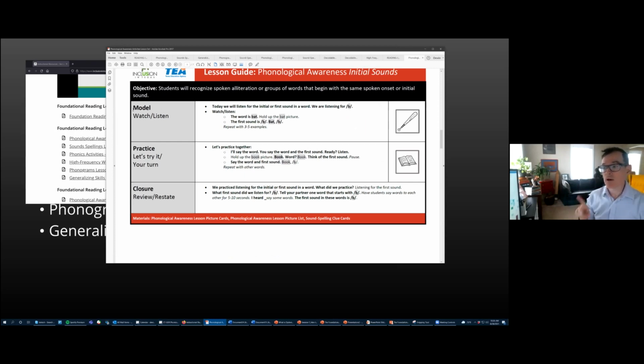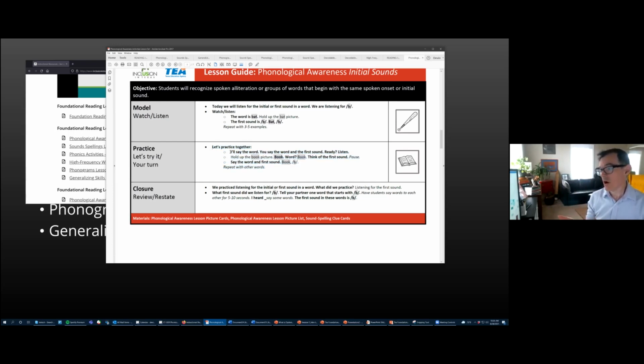Because with the model, the students watch and listen. They don't actually do it because you're modeling to show them how it works. And then practice. This is where we're going to do this a lot of times with the kids. The models are short, practice is longer, in order to give the kids a lot of experience with this.